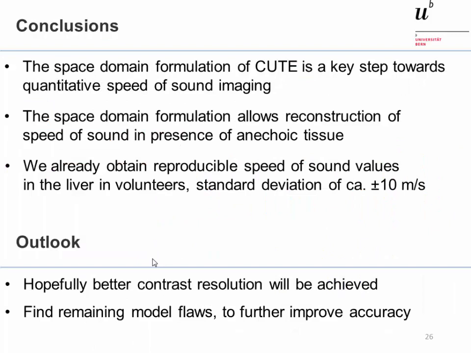So the conclusions. The space domain formulation of QUTE is a key step towards quantitative speed of sound imaging. The space domain formulation allows reconstruction of speed of sound in presence of anechoic tissue, which is very important. And we already obtained reproducible speed of sound values in the liver in volunteers with a standard deviation of plus minus 10 meters per second. Hopefully, we can achieve better contrast resolution in the future.